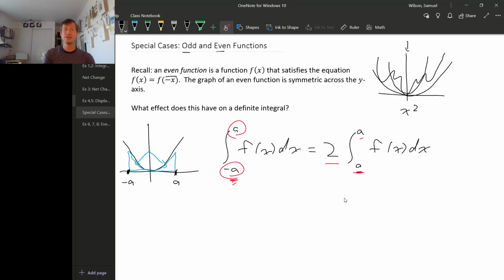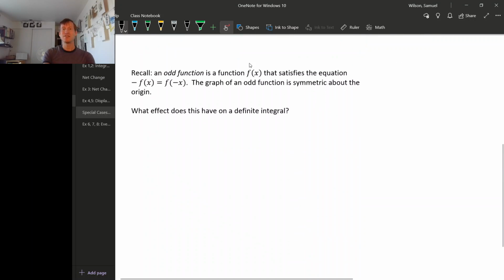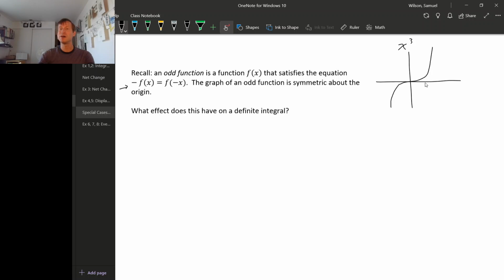What about odd functions? Just as a reminder, an odd function is a function that satisfies this equation: minus f of x equals f of minus x. On the graph, an odd function is one whose graph is symmetric about the origin. As an example, think of x cubed. It looks like this. And if you spun this picture 180 degrees around the origin, it would look exactly the same. Another common function that is odd is sine. Sine looks like this. And if you spin that graph around the origin 180 degrees, you get the same graph. So sine is an odd function.